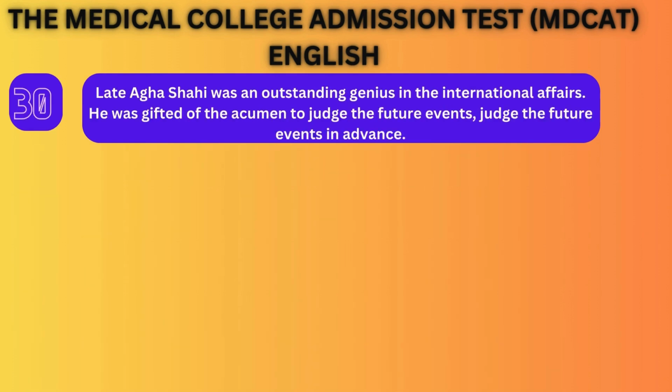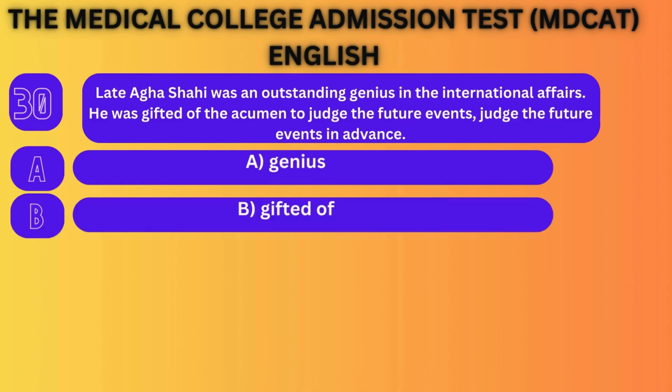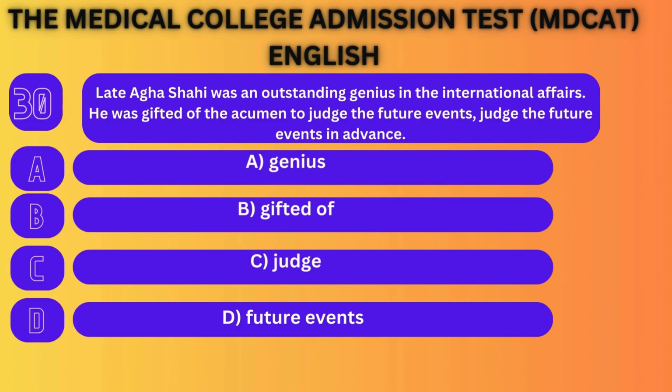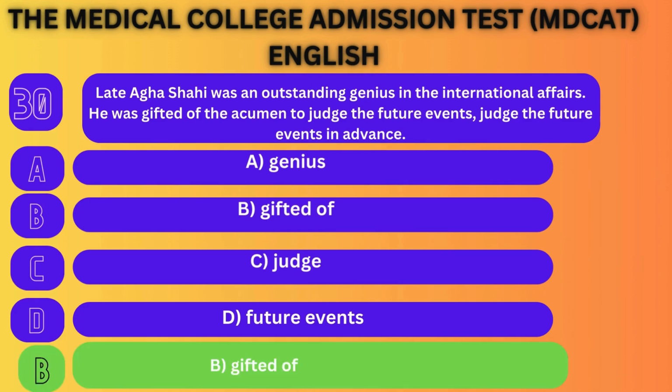Question number 30. Late Aga Shahi was an outstanding genius in the international affairs. He was gifted of the acumen to judge the future events in advance. Option A. Genius. Option B. Gifted of. Option C. Judge. Option D. Future events. Correct answer is B.